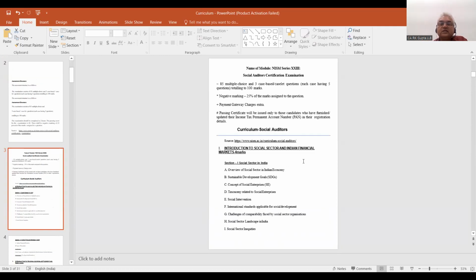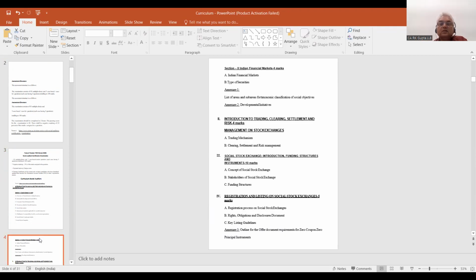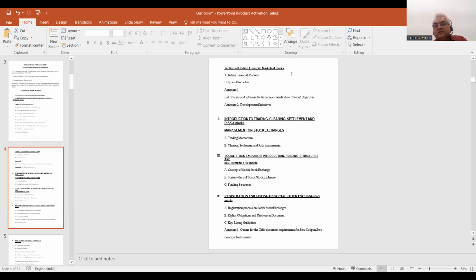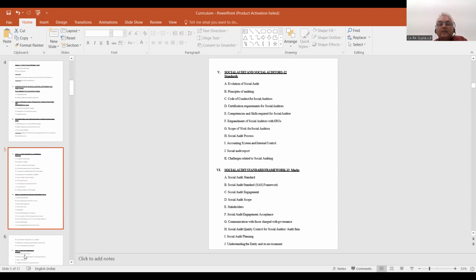Introduction to social sectors and Indian financial markets, 4 marks. Then Indian financial markets, 4 marks. Introduction to trading, clearing, settlement and risk, 4 marks. Social stock exchange, introduction, funding structures and instruments, 10 marks. Registration and listing on social stock exchange, 5 marks.